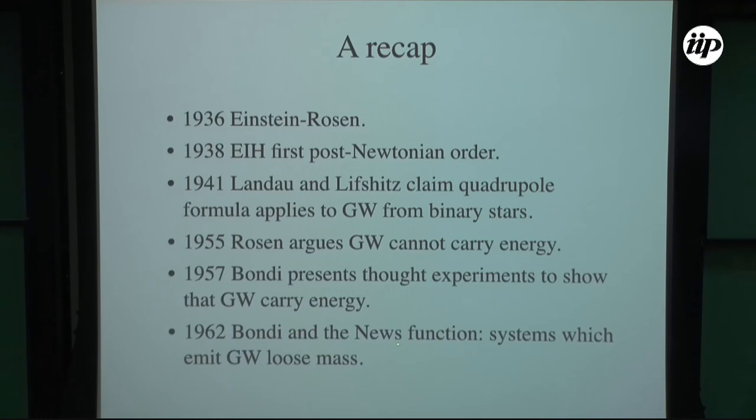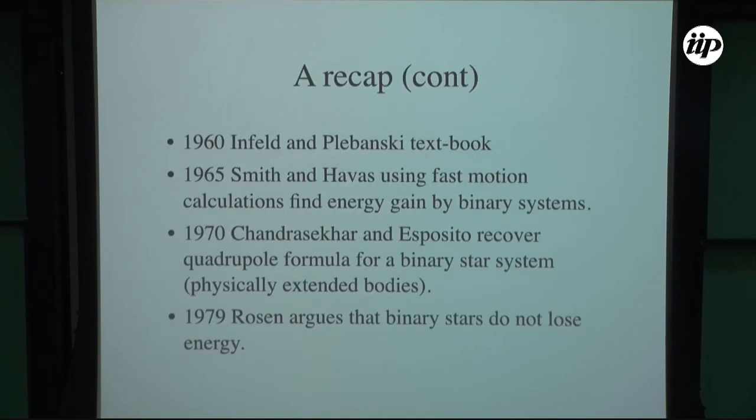In 1962, Bondi developed a very interesting and helpful formalism showing that systems emitting gravitational waves were losing mass. And there was a very useful book in the 60s, published by Infeld and Plebanski. In 1965, Smith and Havas, using fast motion calculations, found that binary systems actually gain energy, so the calculations, of course, were wrong. In 1970, Chandrasekhar and Esposito recovered the quadrupole formula for a binary star system. In 1979, Rosen argues that binary stars do not lose energy, again going backwards.